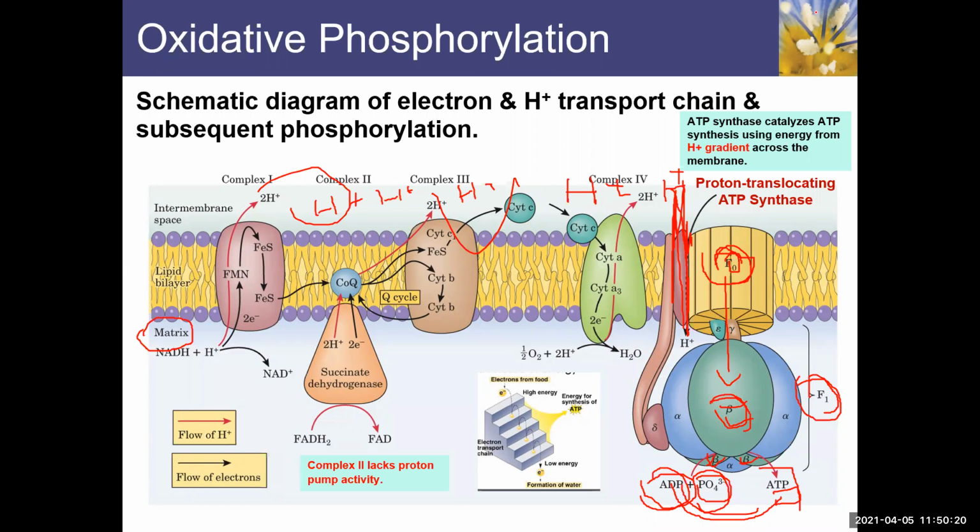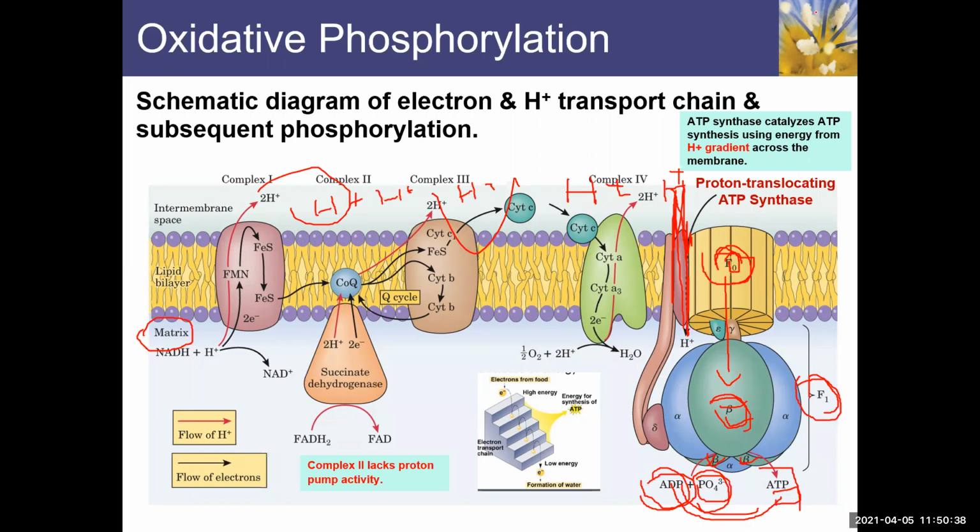Wonderful. Okay. So as a result of that, what did we have in the intermembrane space? We got an accumulation of protons. Wonderful. We got a proton gradient. So that means I had more protons in the intermembrane space as compared to the matrix.